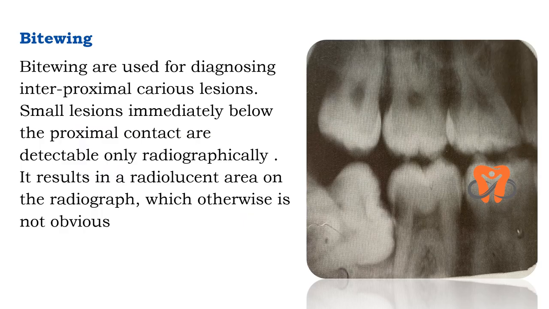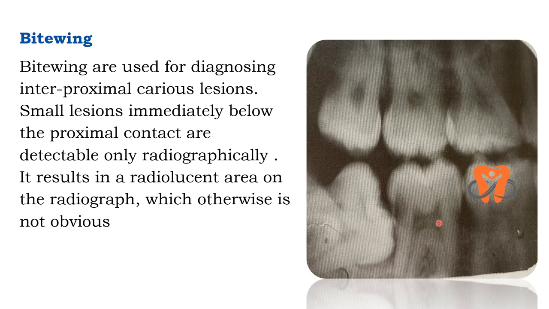Bitewings are used for diagnosing interproximal caries immediately below the contact area. Now, it results in a radiolucent area on the radiograph, which otherwise is not obvious. You can see it in the x-ray. This is a radiolucent area.